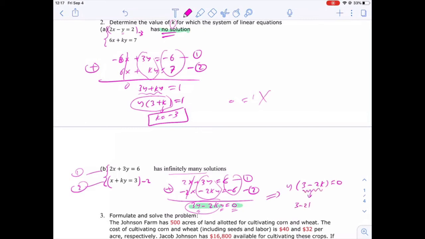So 3 minus 2k equals 0, and then we add 2k to both sides to solve for k, and we get 3 equals 2k, and then the last step is to divide by the coefficient of k. So we get 3 halves. So when k is 3 halves, we get an answer like 0 equals 0, and that means we have infinitely many solutions.